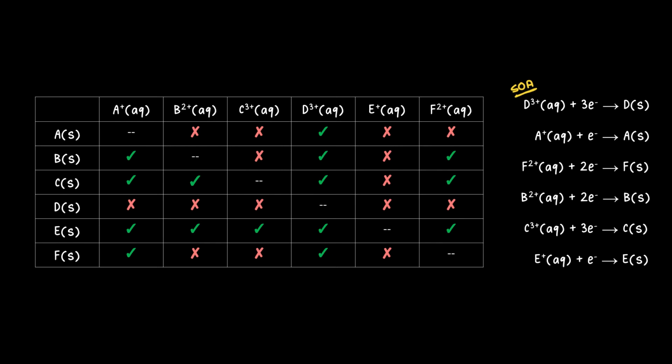Our strongest reducing agent is E solid. It underwent the most reactions, you can see here. So it's at the bottom right of the table. And then our weakest reducing agent, D solid, is at the top right. And so we have these half reactions, all reduction reactions, going from strongest oxidizing agent to weakest oxidizing agent going left to right, and from strongest reducing agent to weakest reducing agent going from right to left.